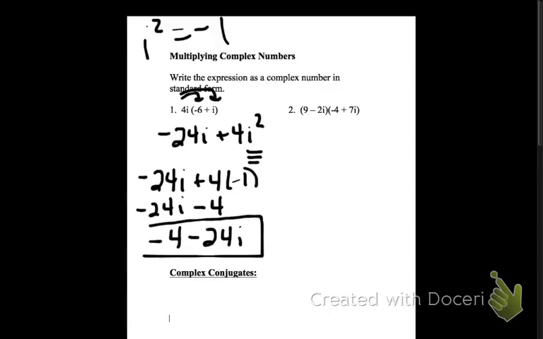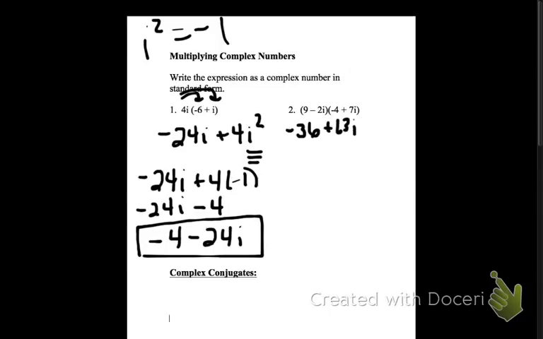So not much different, except we have to remember anytime we see an i squared, we need to substitute negative 1 in. Let's try number 2. For number 2, you see that we are multiplying two binomials together, which means we're going to have to use the process of FOILing. So we have 9 times negative 4, which is negative 36. 9 times 7i is plus 63i.